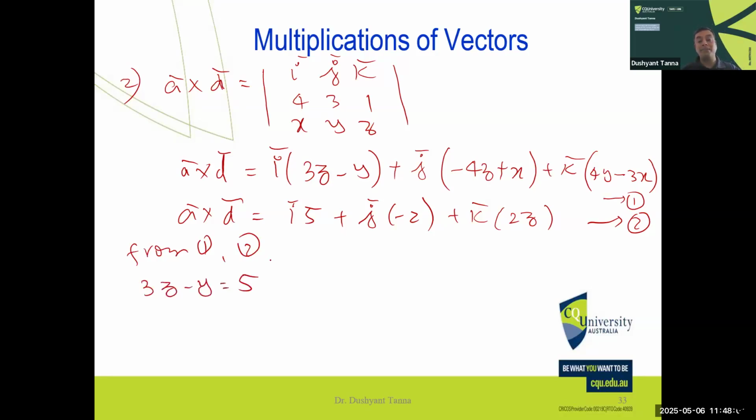3z minus 5 is 5. I got minus 4z plus x is minus 2. And 4y minus 3x is 2z. Now I write a bit in equation form.